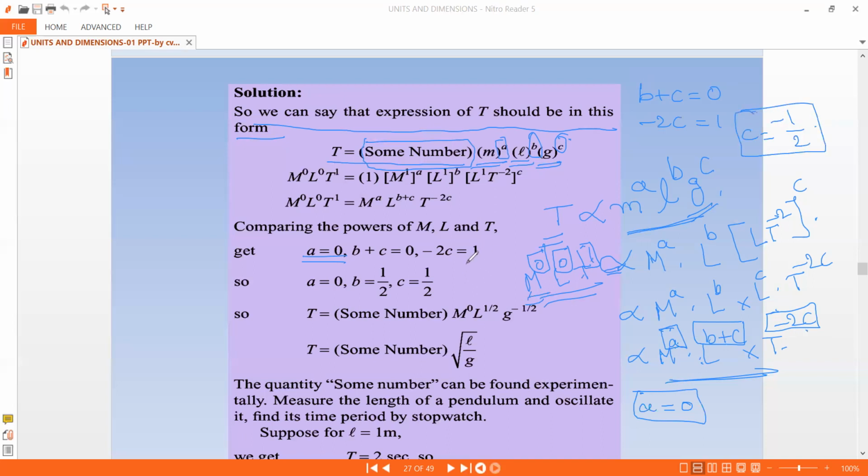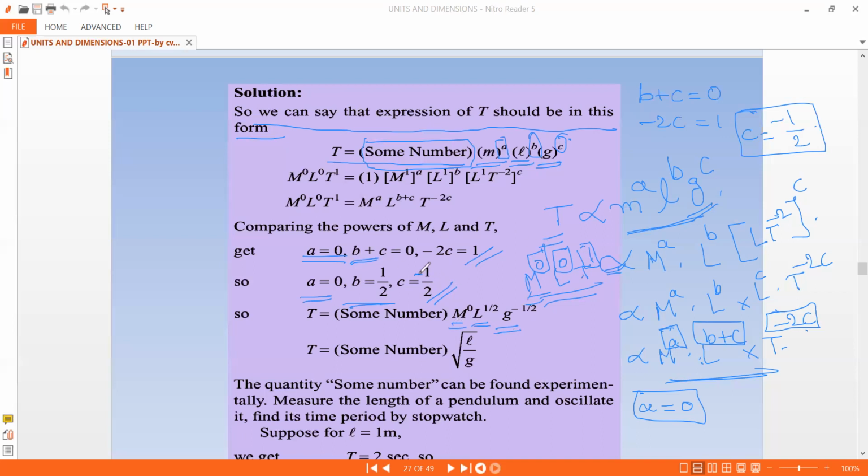So that is what is arrived at over here. Minus 2C equals 1, so C is minus half, and B is half, and A is equal to 0, because B plus C should be 0 and C should be minus half. So T is equal to some number multiplied by M to the power 0, L to the power half, and g to the power minus half. This is how you arrive at the numbers.